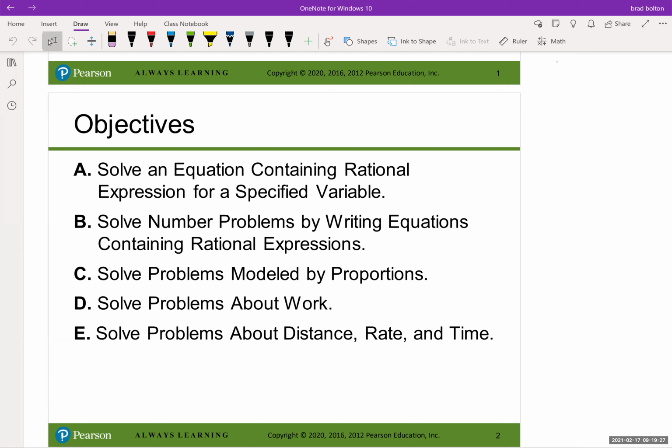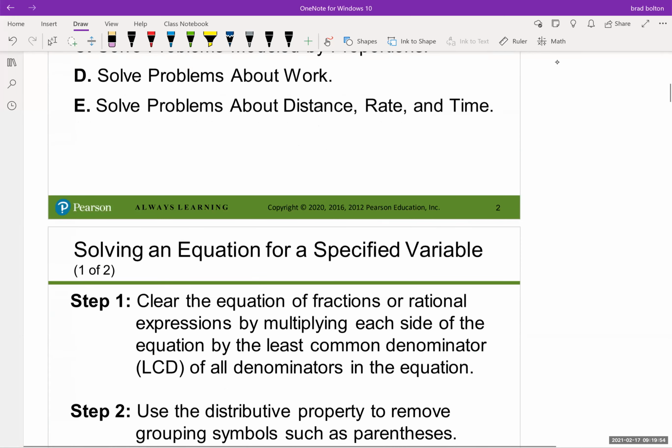Solve a number of problems by writing equations containing rational expressions, solve problems modeled by proportion, solve problems modeled by work, and solve problems modeled by distance, rate times time. So this is probably going to be the hardest one right here. These ones aren't so bad. I just have to show you a little bit of a technique on how to work on those, but the distance equals rate times time problem will definitely be the harder sets.